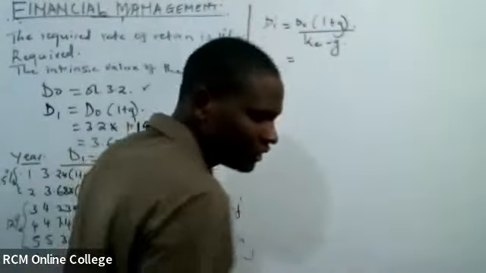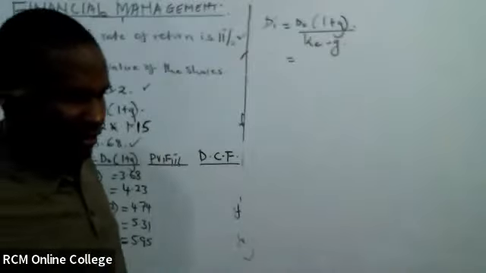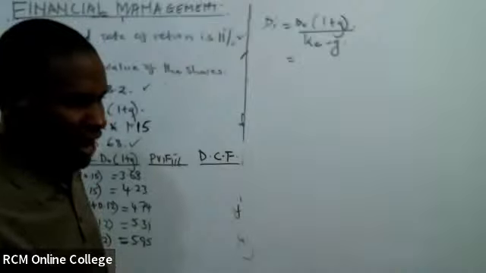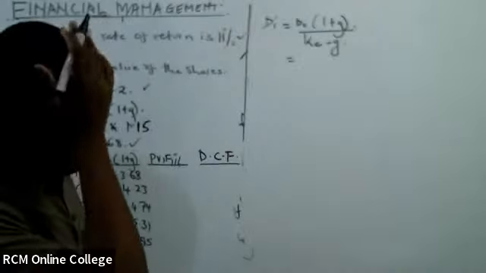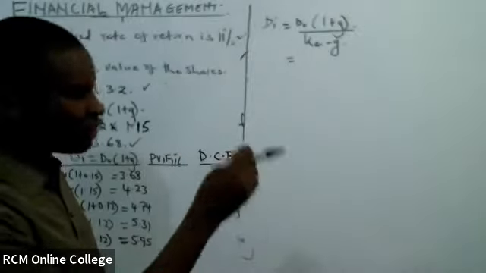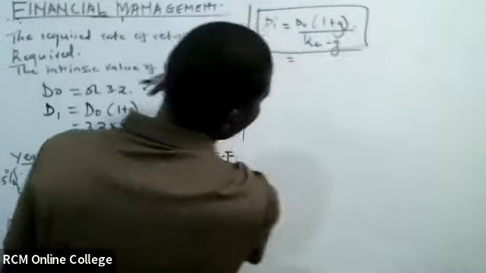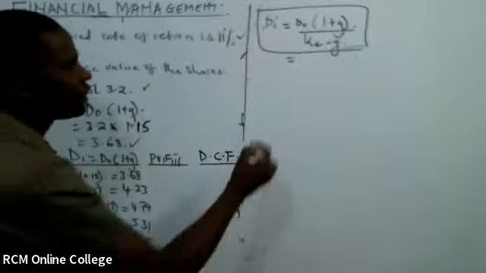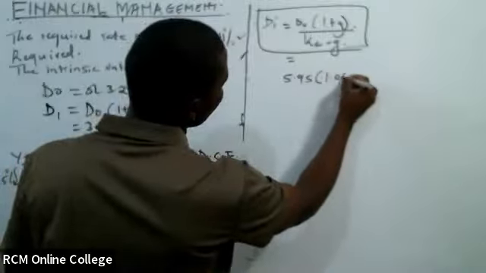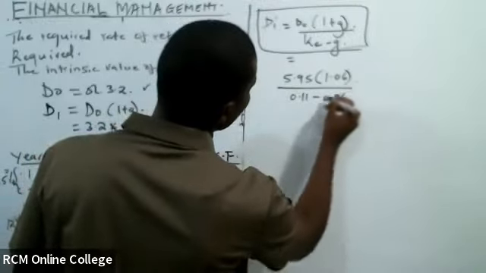So what is my D naught as far as this period is concerned? What is my D naught? 5.95. Thank you so much. That means you shall be taking the previous year D naught, and this is the formula for getting D1. When it comes to infinity, we shall be having 5.95. It grows by 1.06. Divide by KE 1.11 minus 0.06, and you'll be done.